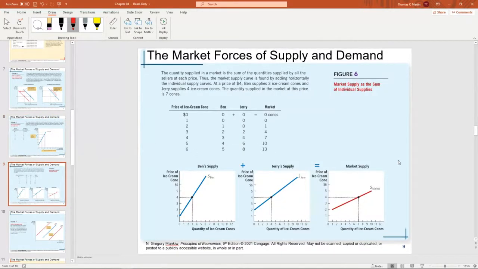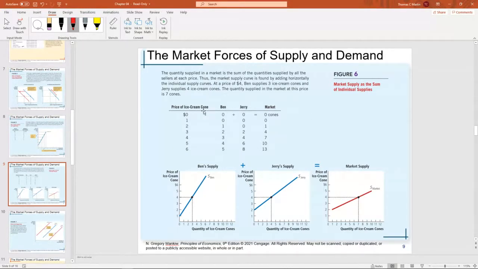Just like we looked at the market demand, we see the market supply. Here we have two firms, Ben and Jerry, who in reality are one, but for the case of this textbook, it's two. Each one of them has different supply curves. Jerry's willing to sell more at the higher prices and less at the lower prices. Ben is the other way around.